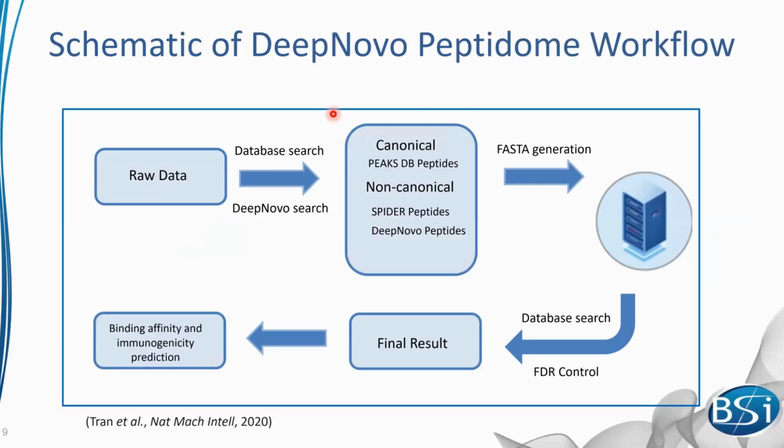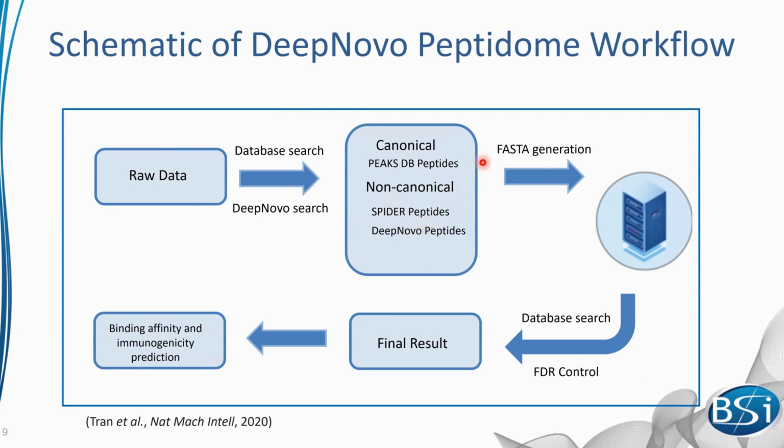And this is our workflow for the DeepNovo Peptidome workflow. At first, we have the raw data. Then we will do the DB search or the DeepNovo search. Here, when I say the DB search, it also includes the spider search. Then we will get the result. We divide the result into two parts. The first part is the canonical peptide. Usually we think if the peptide is from the DB result, it belongs to the canonical peptide. And then there is the non-canonical peptide. Usually it's from the spider search or the DeepNovo search.